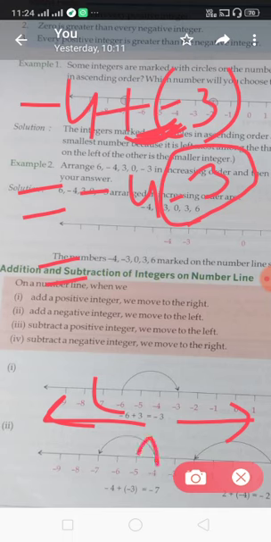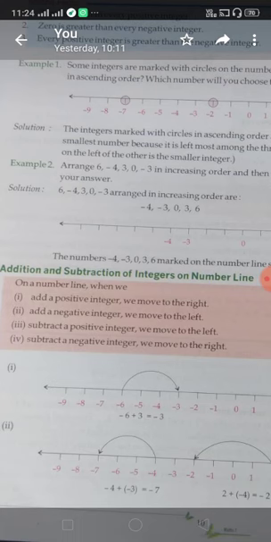3. 1, 2, 3. So we have moved 3 places. Our final answer is minus 7. It means our result here is minus 7. In this way we have to solve our problems.